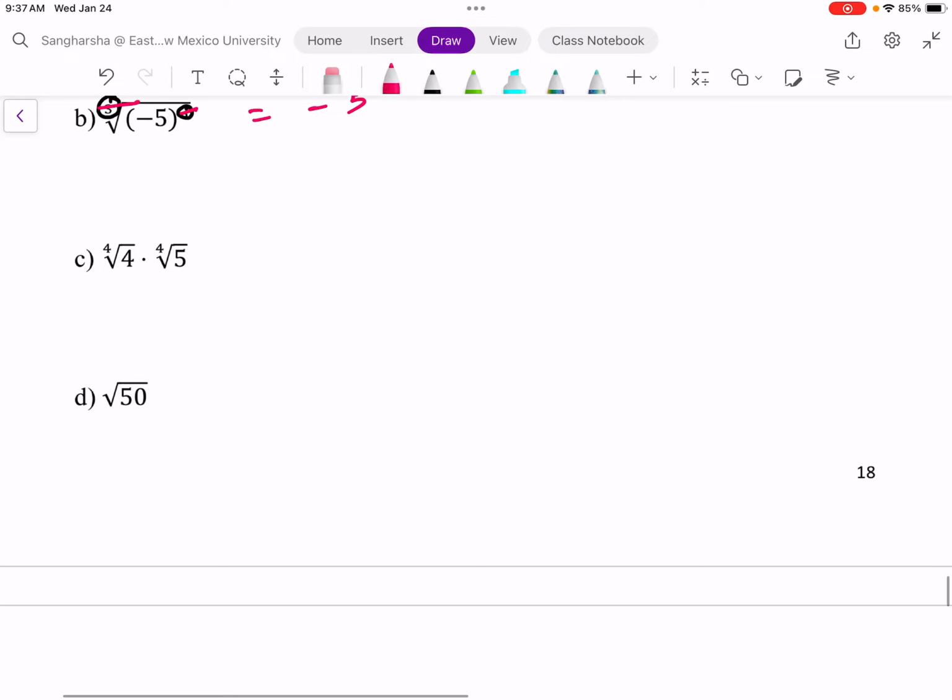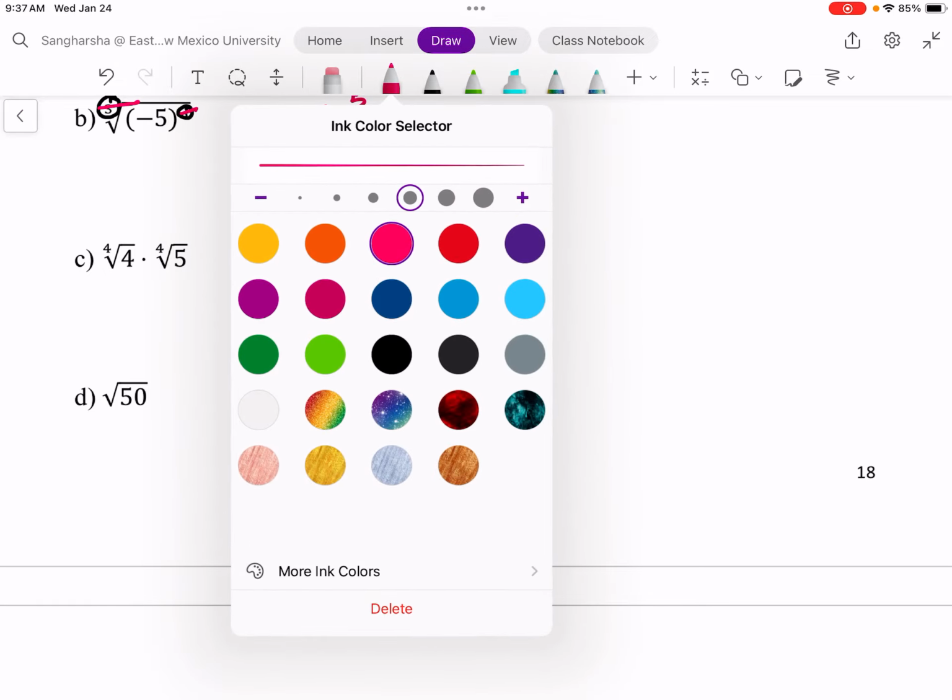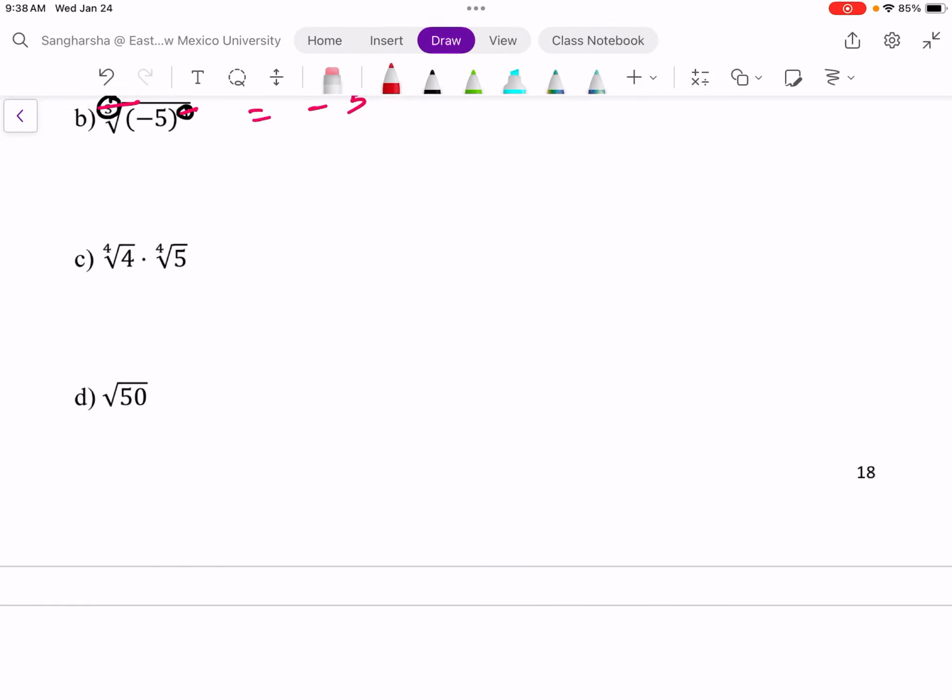In number c, we have two radical expressions and we need to multiply. So we have the 4th root of 4 and the 4th root of 5, and whenever you are multiplying, the only thing that you're going to check is the index.